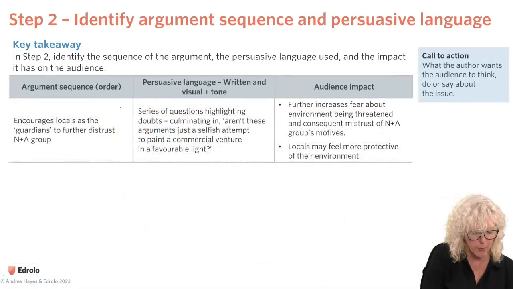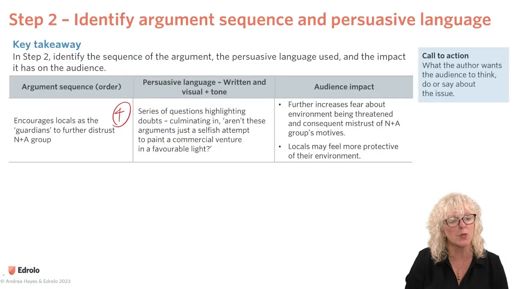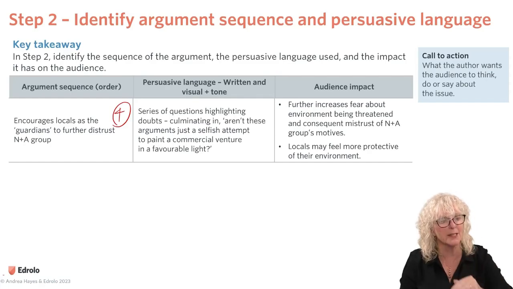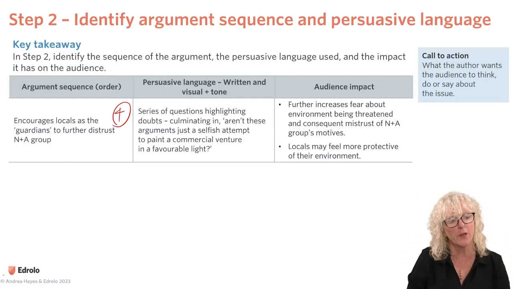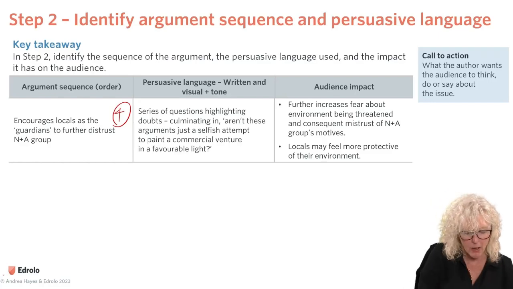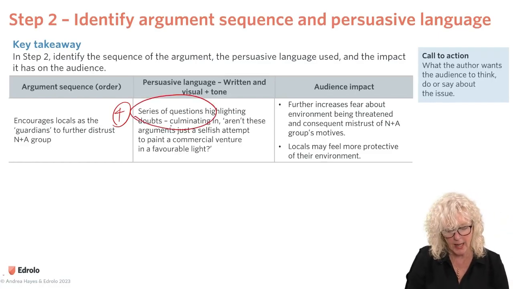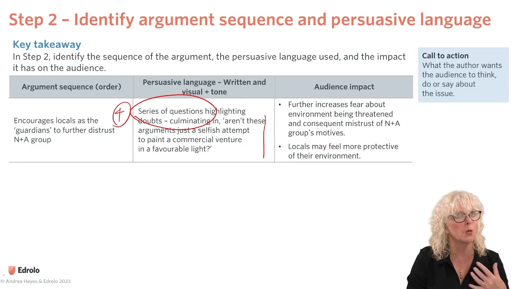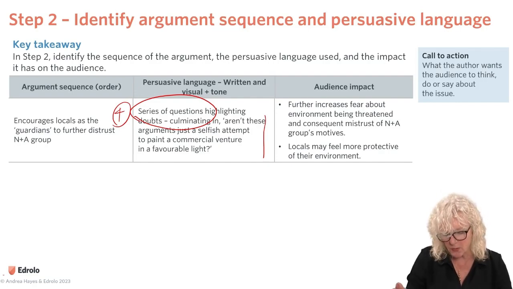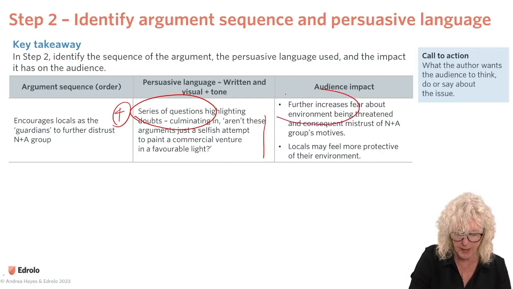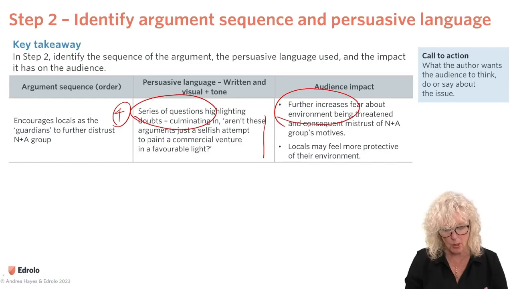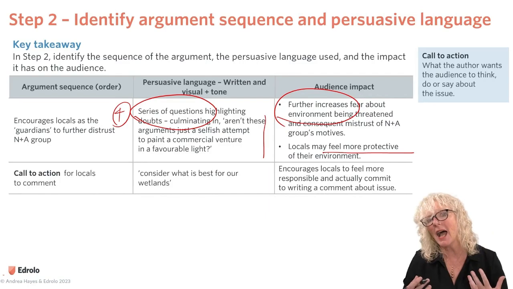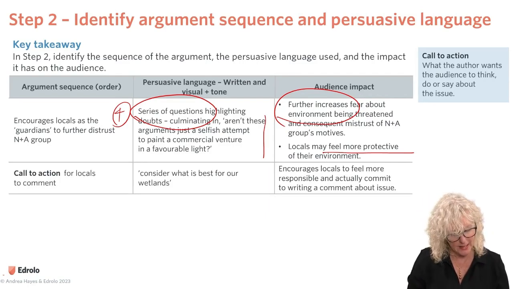Fourth point, the writer encourages locals as the guardians, because that was previously stated, so that was set up earlier, to further distrust the NNA group. How? Series of questions, okay? And then actually blatantly states, isn't this just a selfish attempt to paint a commercial venture in a favourable light? Commercial meaning money-making. Audience impact, once again, further increases fear about the environment, and yet again, locals may feel more protective. And this last point used by the writer is a call to action, okay?